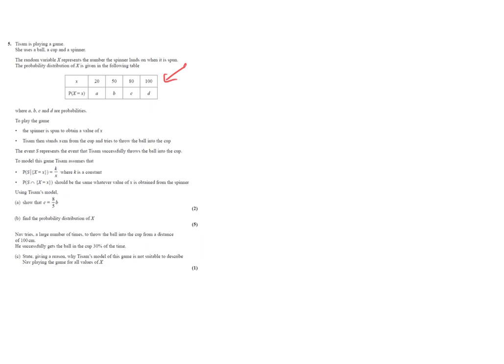Tisham's playing a game. She has a ball, a cup and a spinner. Wow, that makes a change. Normally it's just a spinner, isn't it? To play the game, the spinner is spun to obtain a value of x.